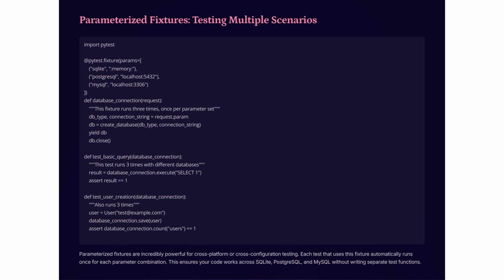Parameterized fixtures enable testing across multiple database configurations effortlessly. By running tests with SQLite, PostgreSQL, and MySQL, you ensure compatibility without duplicating test functions. Each test executes for every parameter set, verifying consistent behavior across different environments. This approach is essential for robust cross-platform testing, ensuring your application performs reliably, regardless of the underlying database.